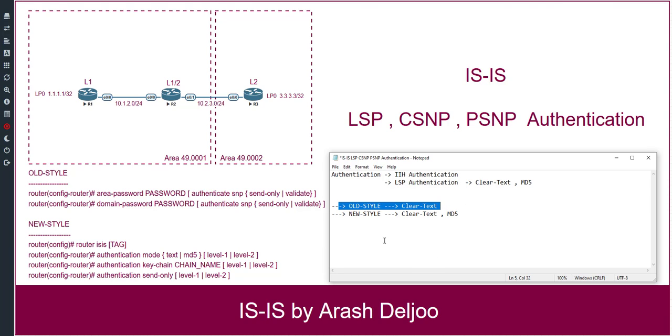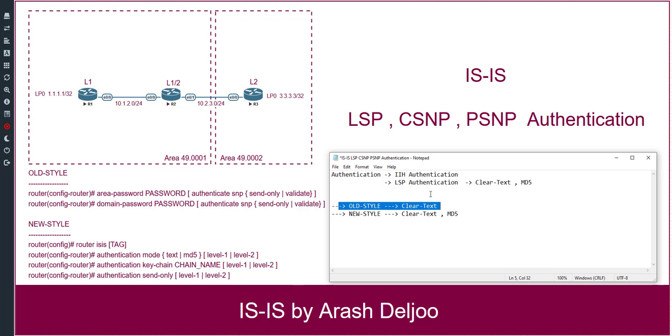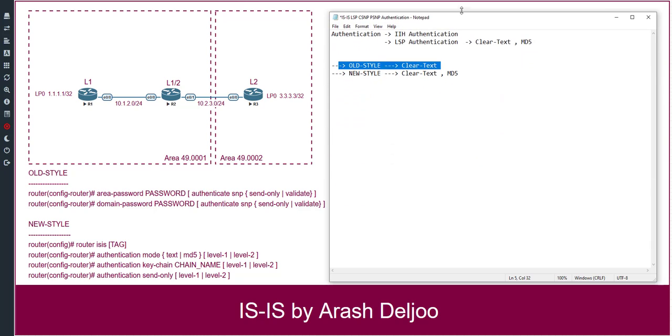This is the first configuration that we can see in this video. First, we need to configure this scenario. This is a simple scenario only for understanding how we can configure LSP authentication. Here we have router 1, router 2 and router 3. Router 1 is the L1 level router, router 2 is the level 1-2 router, and router 3 is the level 2 router. We can configure this scenario first with one notepad file, and after that we can enable the authentication.